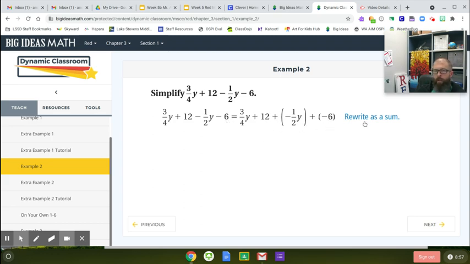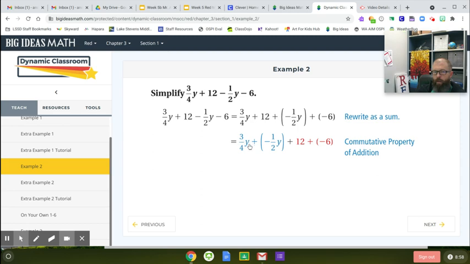All we did was rewrite this problem so that we have addition instead of subtraction, and we changed these to negatives because it was subtraction. So we added the opposite here. That's all we did so far. Step 1. Now, step 2 is going to use the commutative property of addition, and we're just going to move these around so that we can combine our like terms.